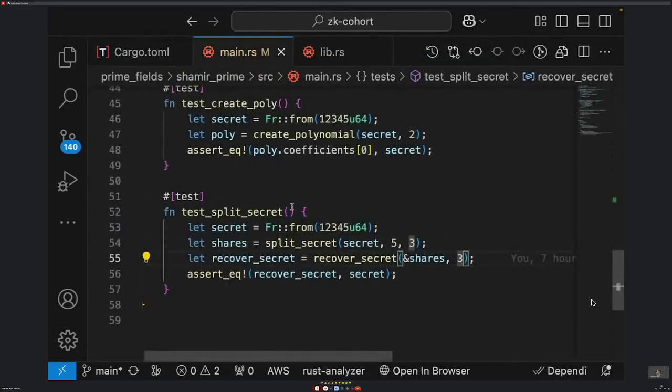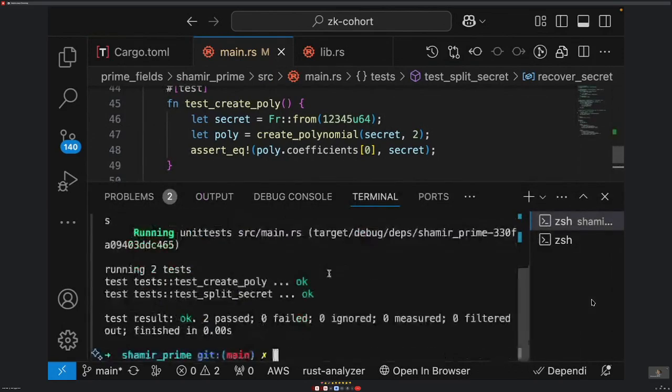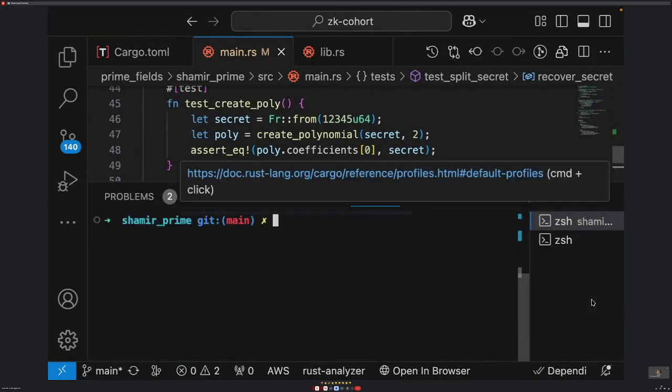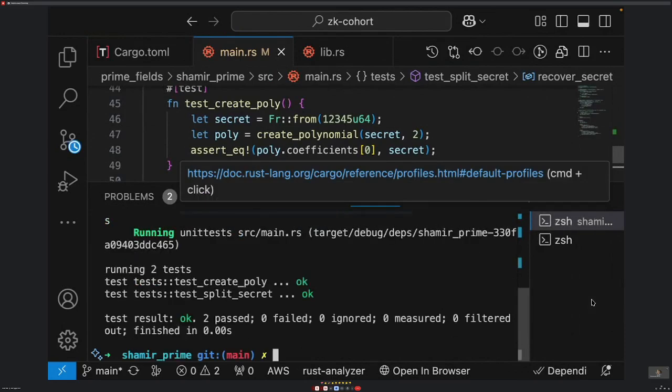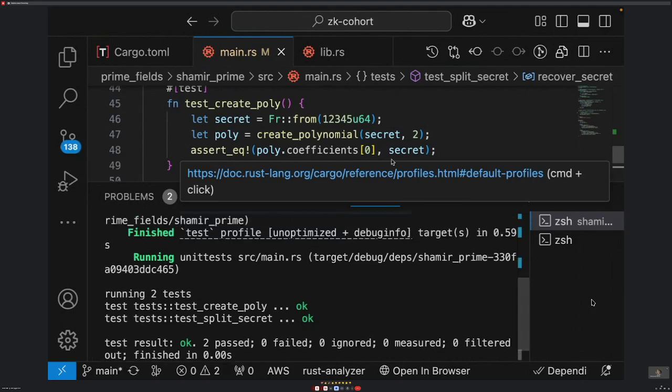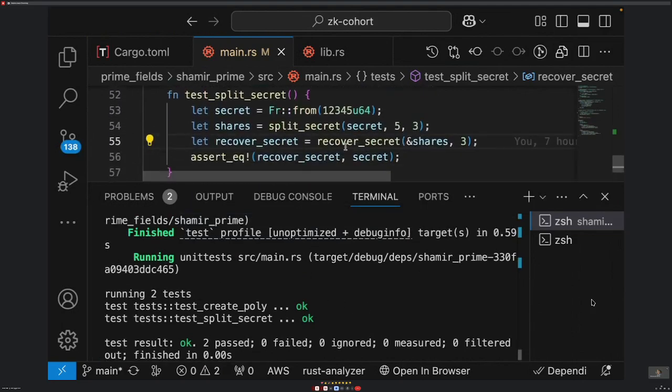Command J, yes. Or control. If you check that, you see my 2 tests are passing. So just to see if it's actually the secret, I'll come here. I want to check if the recover secret is now equal to my main secret here. So I can just come here and duplicate this line.